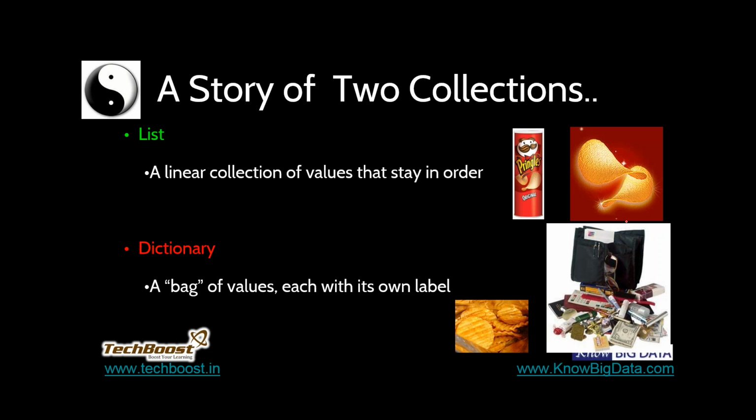A list is a linear collection of values that stay in order. A very good picture here is Pringles. These are a linear collection. The Pringles are in order, right? They are stacked up like this, in a very linear, very ordered fashion. But a dictionary is also a collection, but it is unordered. A list is a collection, but it is ordered.